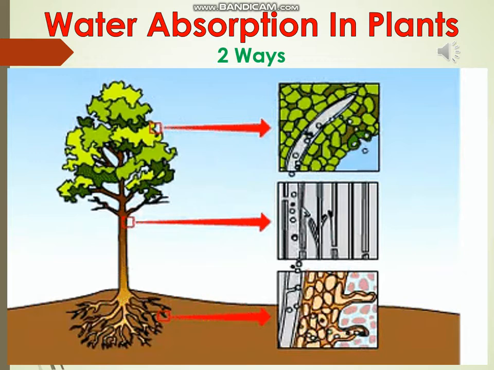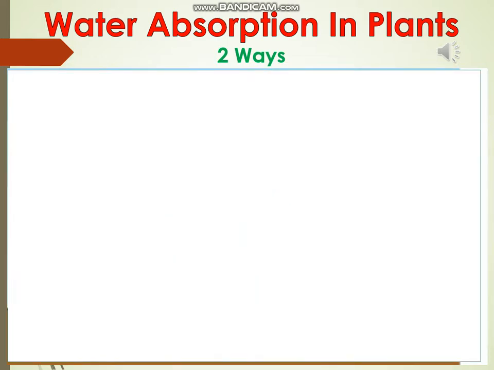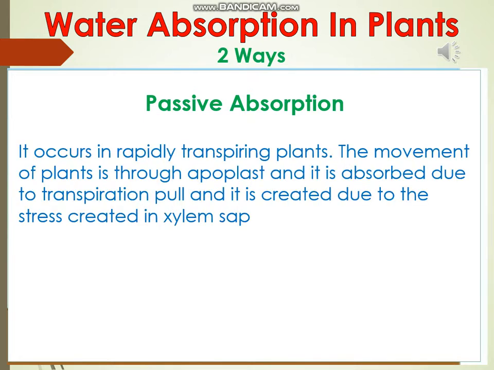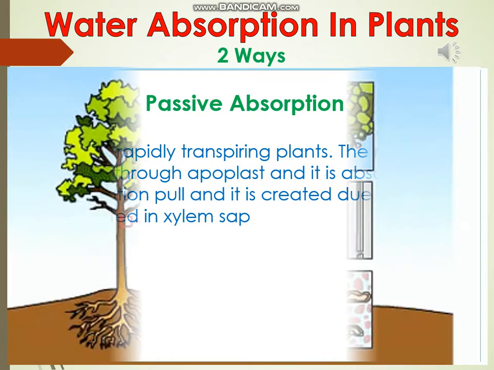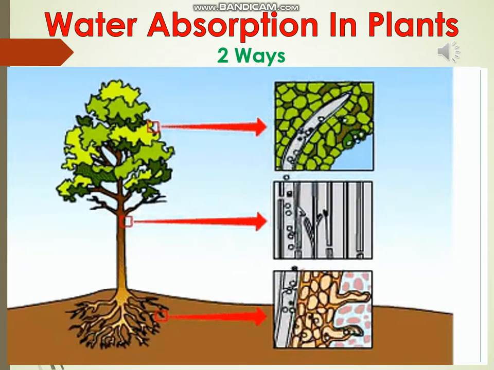Next one is passive absorption. The rate of absorption is fast. It occurs in rapidly transpiring plants. The movement of water is through the apoplast and it is absorbed due to transpiration pull, which is created due to the stress created in the xylem sap. The rate of absorption significantly depends upon the rate of transpiration. The force required for the absorption of water is mainly generated in the mesophyll cells.